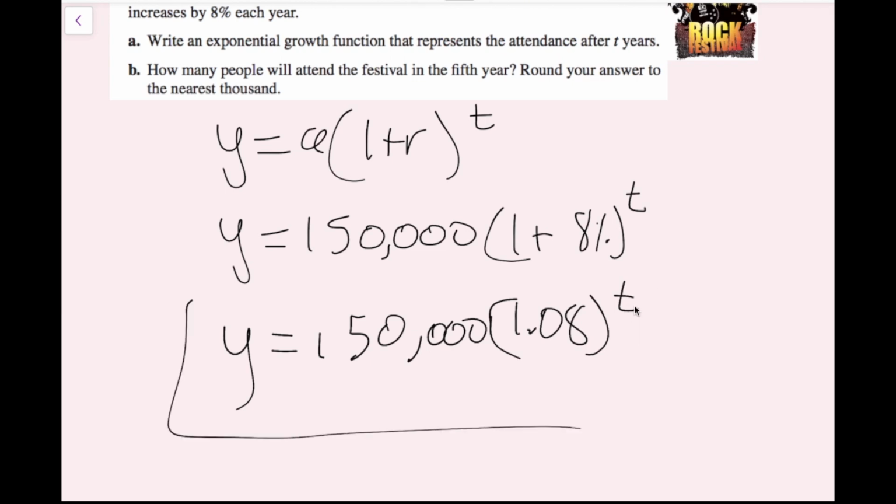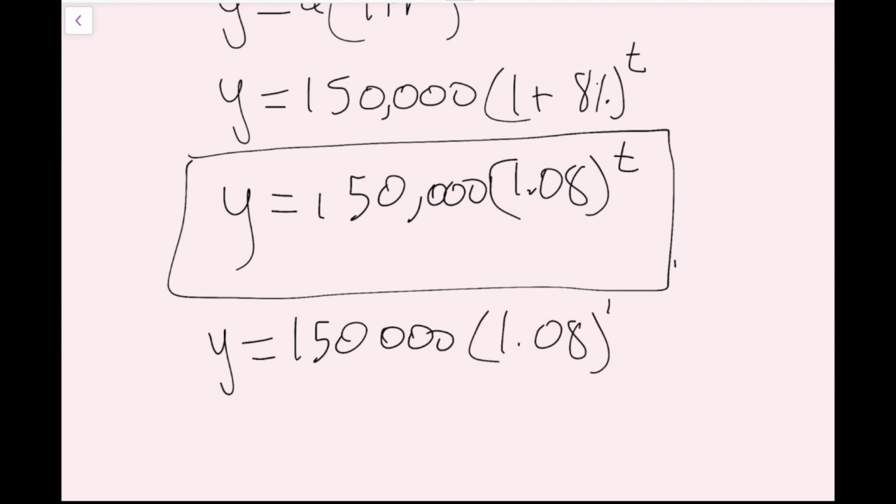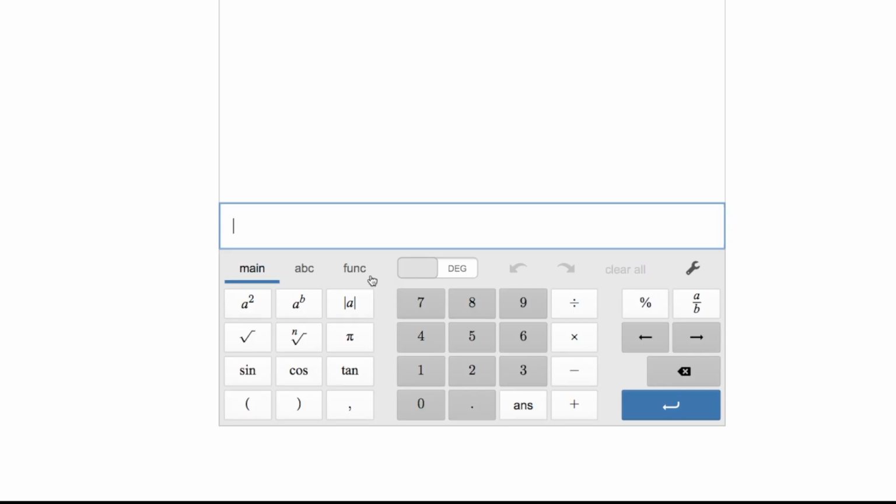Hold on, I'm going to box this for part A. And now I'm going to plug this in, y equals 150,000 times 1.08 to the 4th power, 4 years after the first festival. Then I'm going to plug this into a calculator and round my answer. So I'm typing in 150,000 times 1.08 to the power of 4. And this gets me 204,073 point and so on.